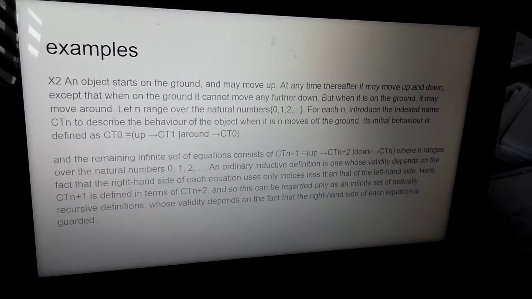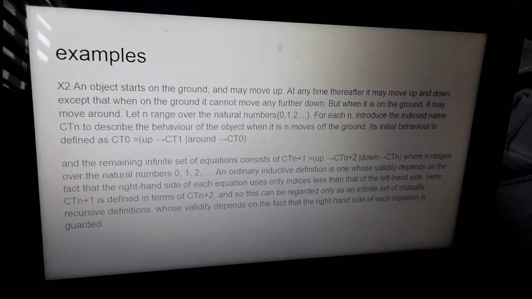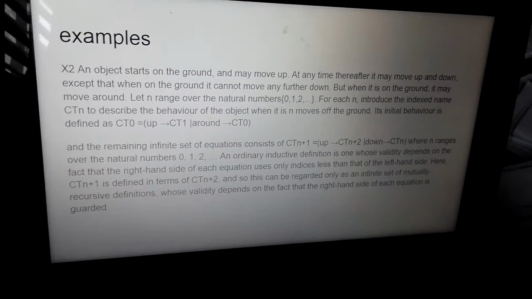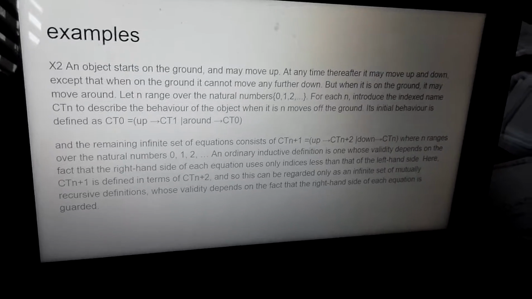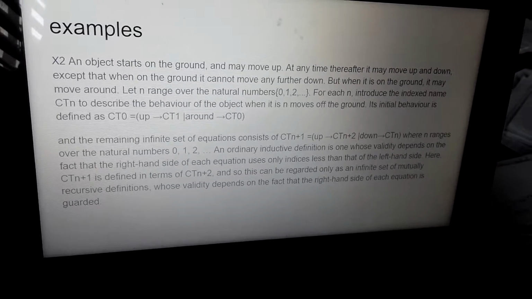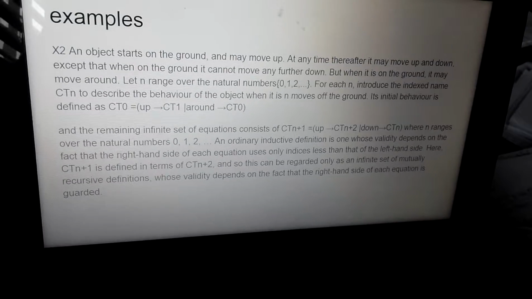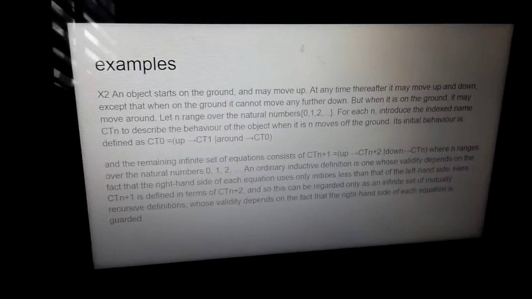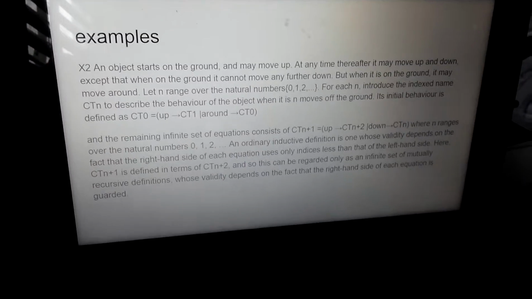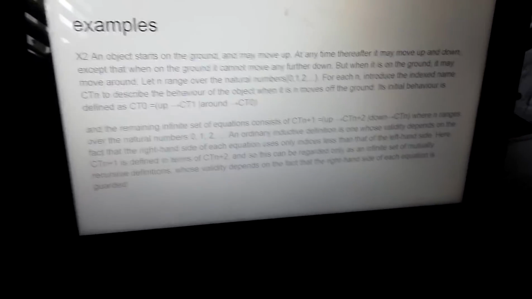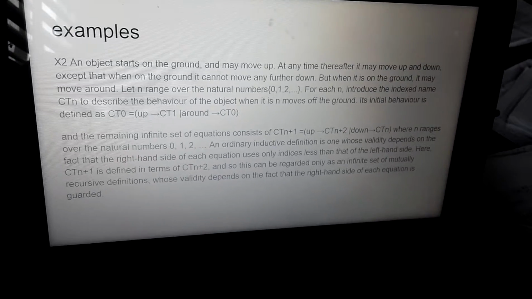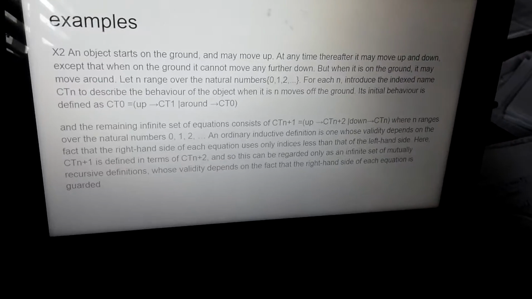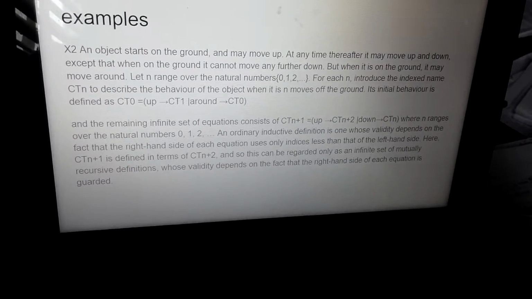Let n range over the natural numbers. For each n, introduce the indexed name CT_n to describe the behavior of the object when it is n moves off the ground. Its initial behavior is defined as CT_0 = up -> CT_1 | around -> CT_0, and the remaining infinite set of equations consists of CT_(n+1), where n ranges over the natural numbers.